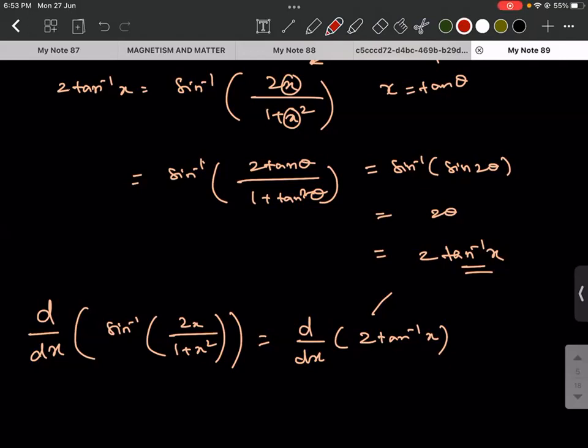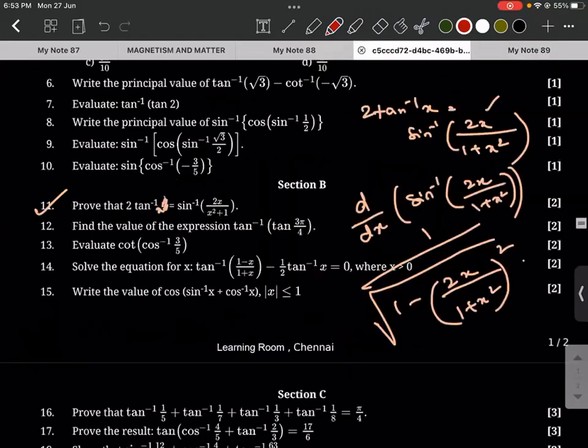Those who are clear with this, proceed with the next one. Niranjan, you know, correct. Yes. Find the value of the expression tan inverse of tan 3 pi by 4.